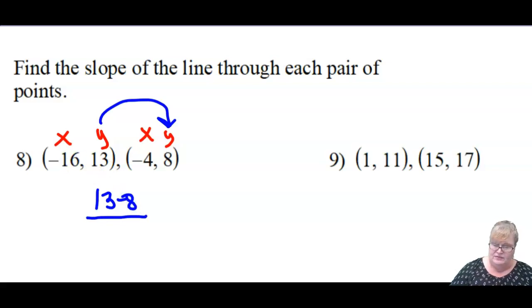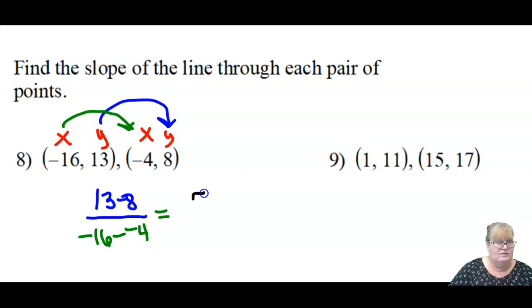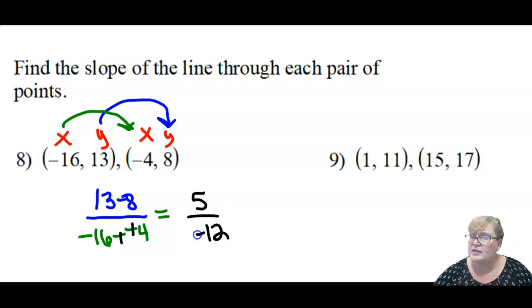And then I would need to follow that same path with the x's for the denominator, and it is subtract, so it's -16 minus -4. So this would give me 5, and this would give me -12. Okay? I need to be checking my notes here so I'm not doing anything silly.